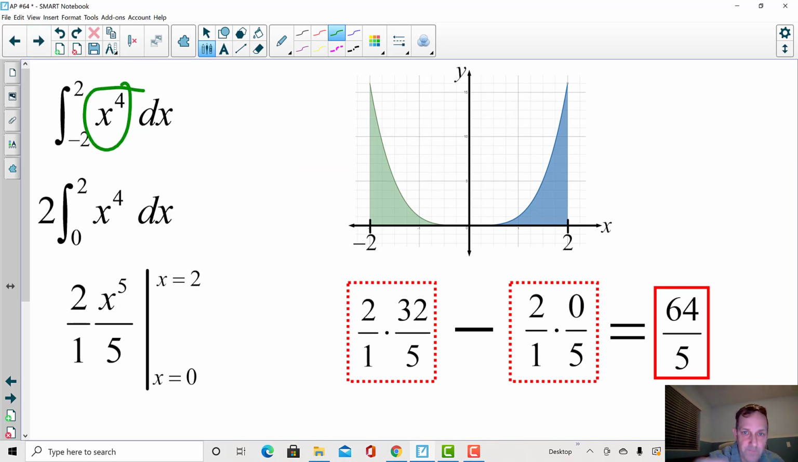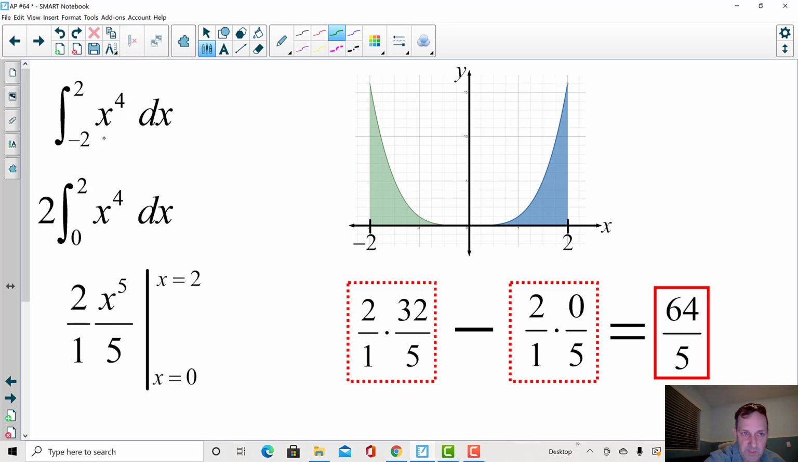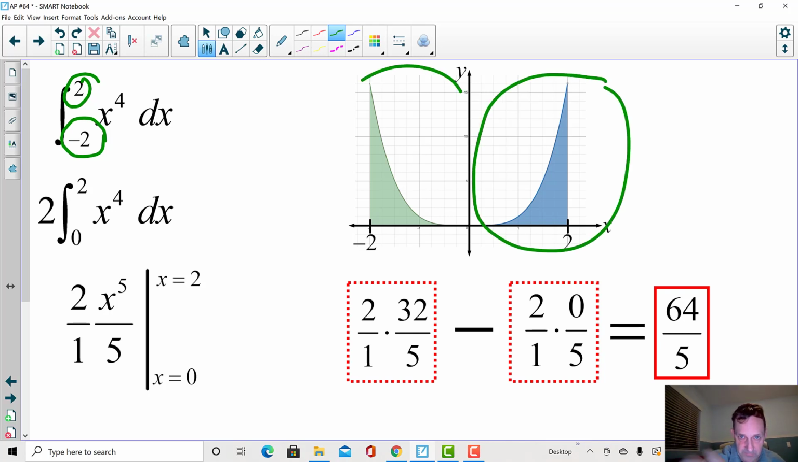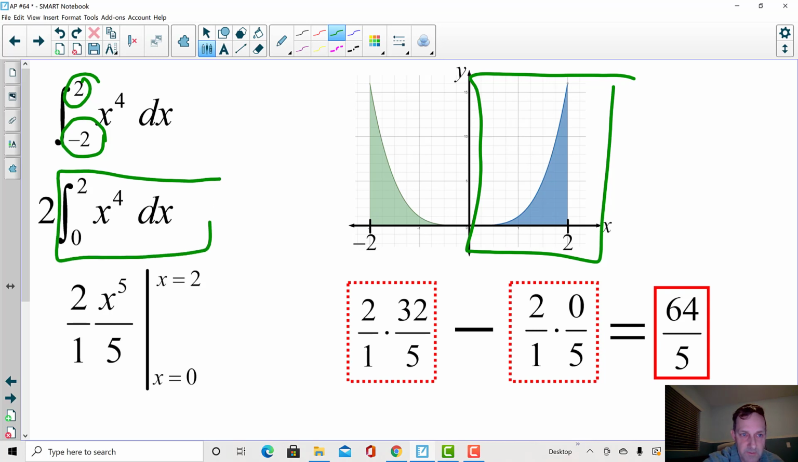We're going to do x to the fourth. This is the picture for x to the fourth. Now, because we're doing the integral from -2 to +2, we're allowed to use our special rule. So instead of doing the integral for both sides, we're just going to do the integral of one side and then double our answer. So we're going to do the integral from 0 to 2 and then double our answer.